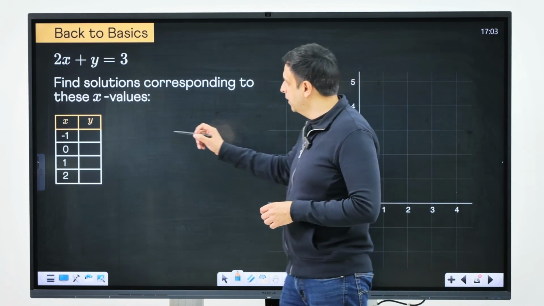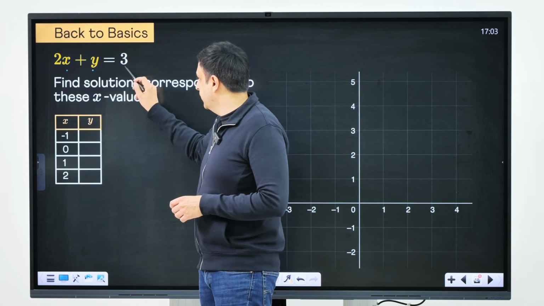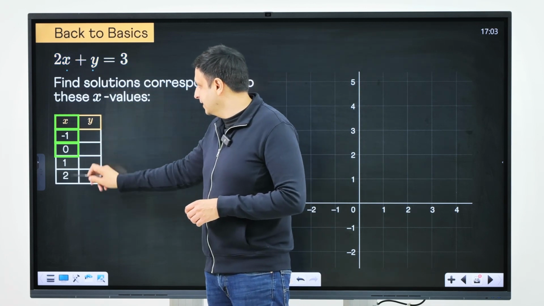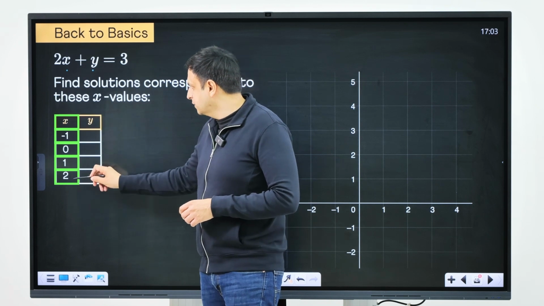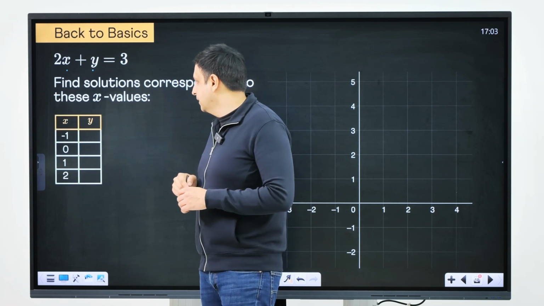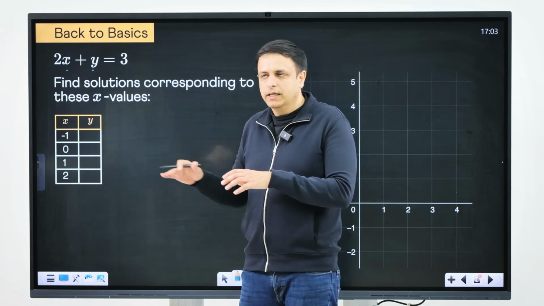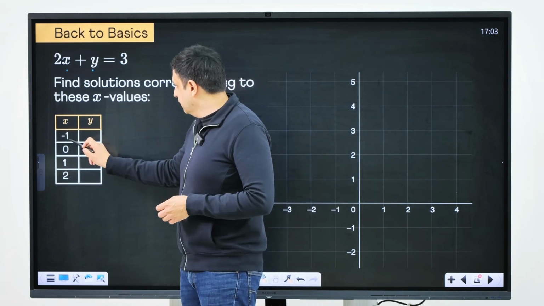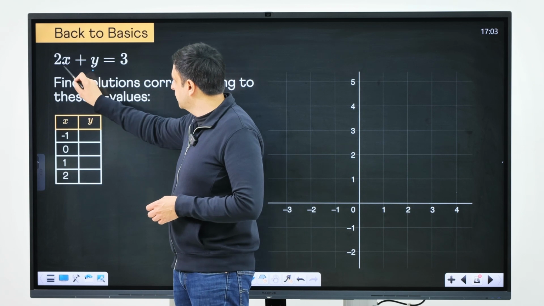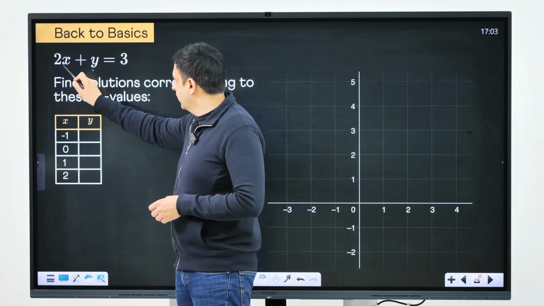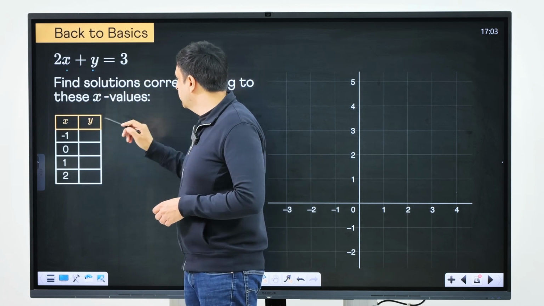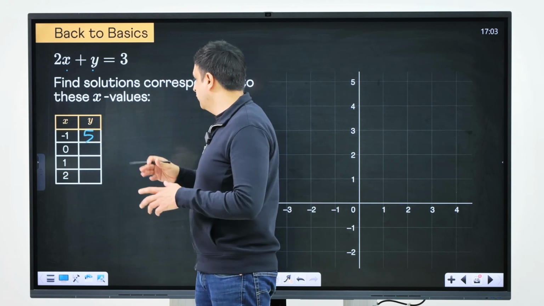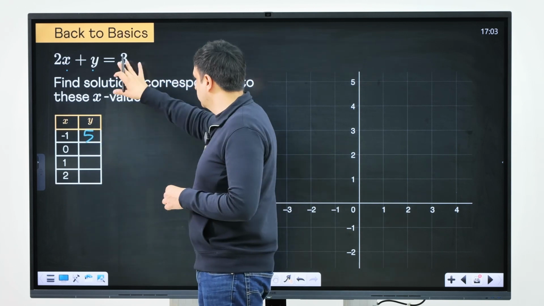So we have this two variable linear equation 2x plus y equal to 3, and we have to find solutions corresponding to these x values. We are given four x values and we have to calculate the corresponding y values and complete these four solutions. So let's do that. The first x value is -1. If I substitute -1 over here, I'll get -2 plus y equal to 3, or y equal to 5. So -1, 5 will be one possible solution for this equation.